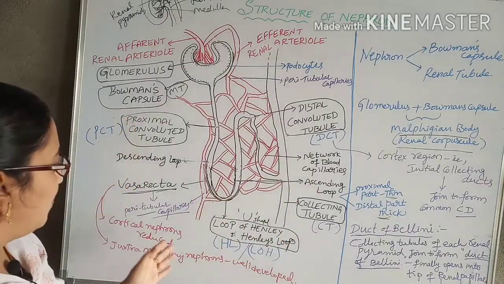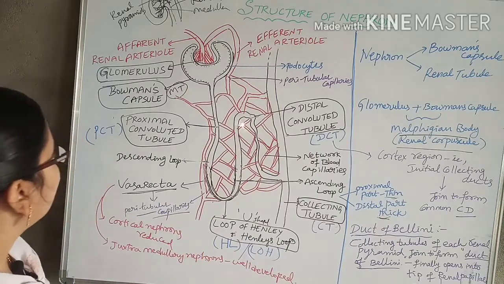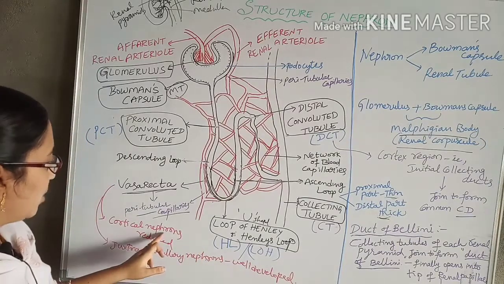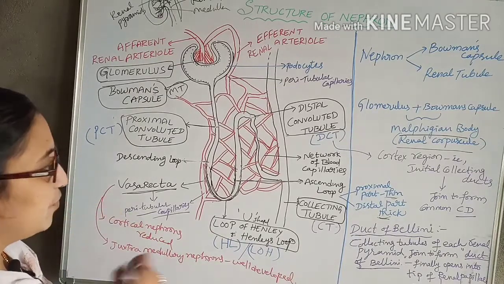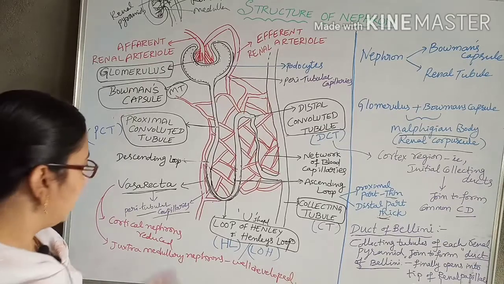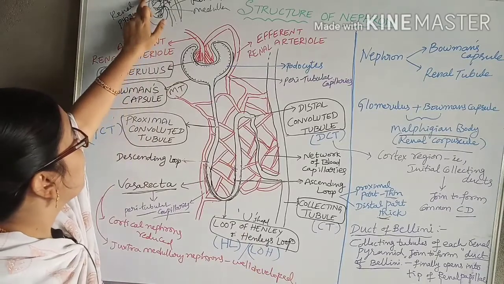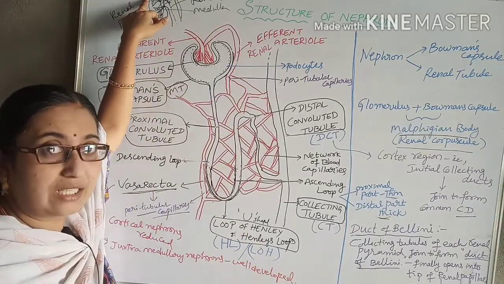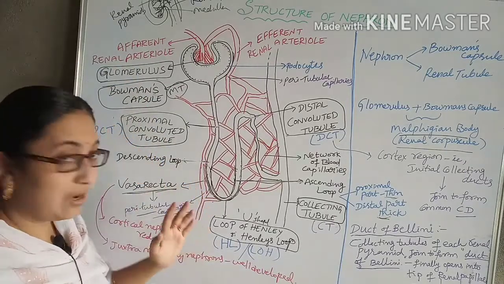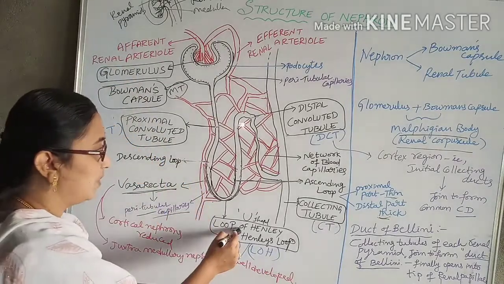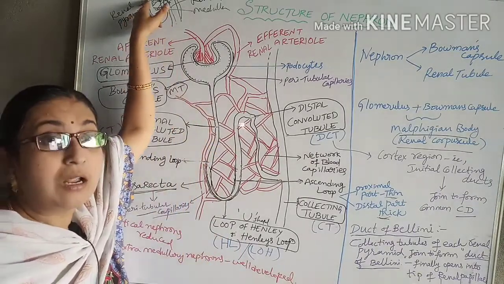Next in this topic you will come to know about two terms, that is what are cortical nephrons and juxtaglomerular kidney. Okay, cortical nephrons and juxtaglomerular kidney. Cortical nephrons means the nephrons which are present at the cortex region. The nephrons which are present at the cortex region are called cortical nephrons. The nephron means the Henle's loop. Just now I told you the Henle's loop extends up to the cortex region.